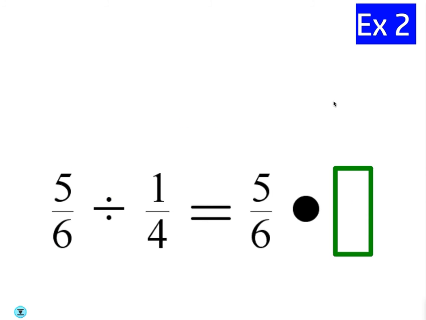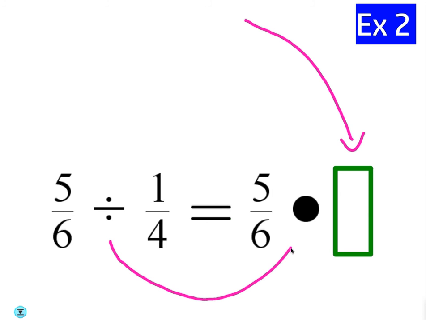Again, this one's actually just a conceptual one. No math involved. What goes inside this box? 4/1. He knew that because this changed to multiplication, so that means this must flip. Now 4/1 is the same as what? 4. So if you simplify that, it just becomes 4.